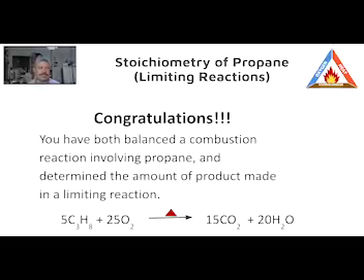Congratulations! You have both balanced a combustion reaction involving propane and determined the amount of product made in a limiting reaction. This ends our discussion of stoichiometry for today.